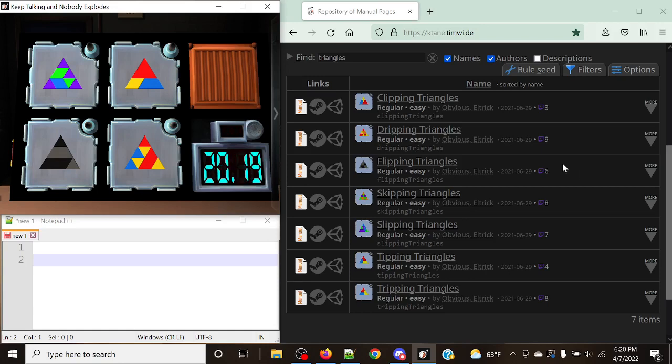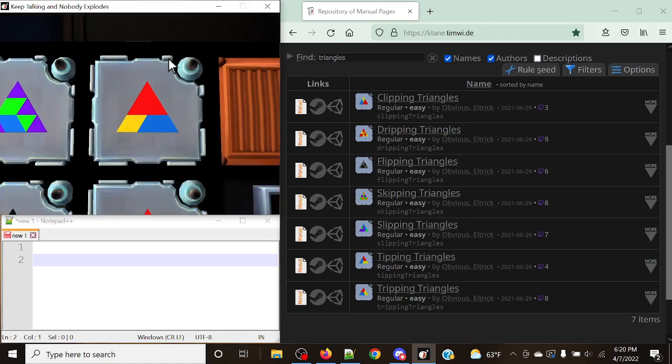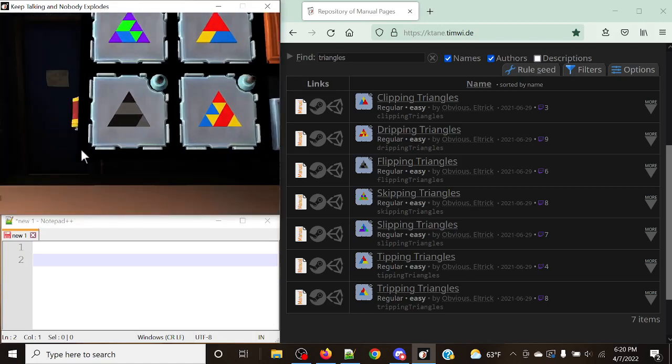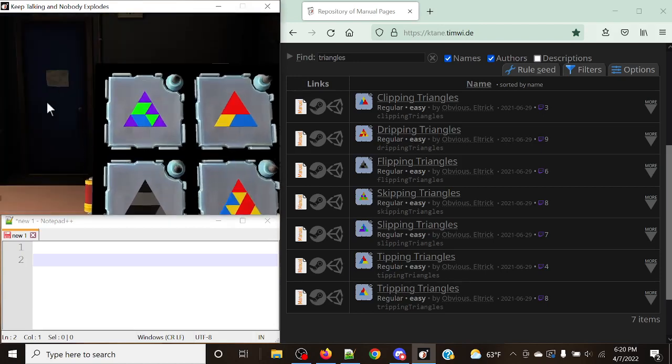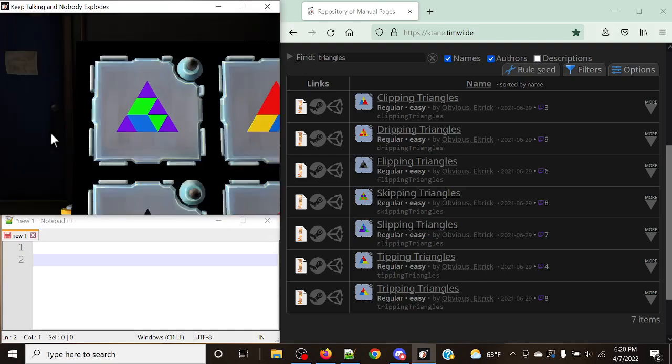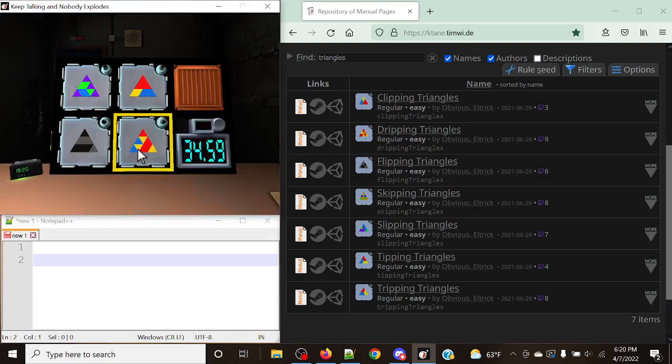So today, we're going to be taking a look at clipping triangles, tipping triangles, flipping triangles, and finally slipping triangles. So far, these are the 4 easiest, and quite frankly, these ones are quite fun to do. It's not too bad, don't worry.